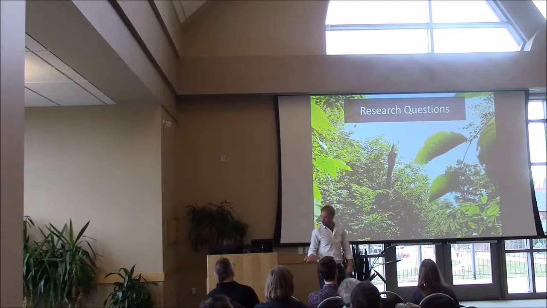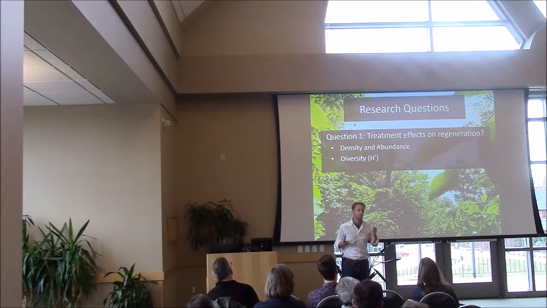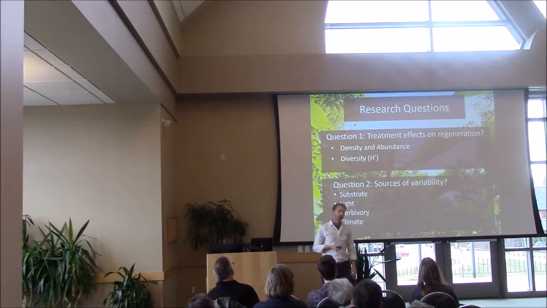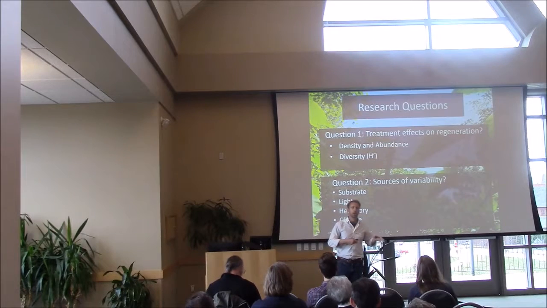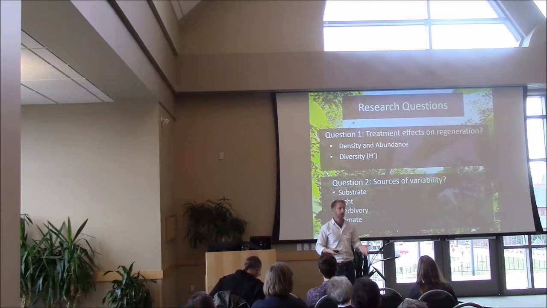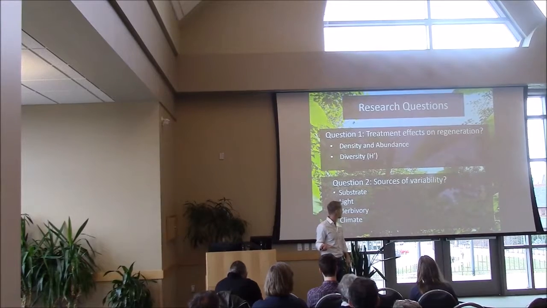Okay, so 2 main research questions today. First of all, just really simply, what were the treatment effects on regeneration? And we're interested both in density by species, but we're also interested in overall diversity. So we'll be using the Shannon-Wiener diversity index for that. And then also, what are some other sources of variability that might interact with treatment effects? So things like herbivory, light availability, substrate, and then also climate, to the extent that we can look at climate variability. That's a tricky one at our scale, and really all we can look at is the Palmer Drought Severity Index using gridded climate data to get some handle on precipitation and drought stress.